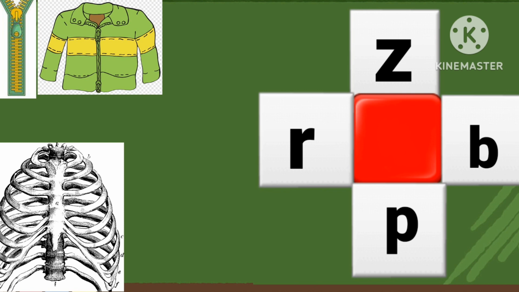Next, look at the pictures and guess the words. Zip and rib. Rib is a curved bone in a person's chest. It protects our internal organs. The spelling of rib is R-I-B. Rib. And what is the spelling of zip? Z-I-P. Zip. Which letter is missing? I. Letter I. So drop letter I in the red box.